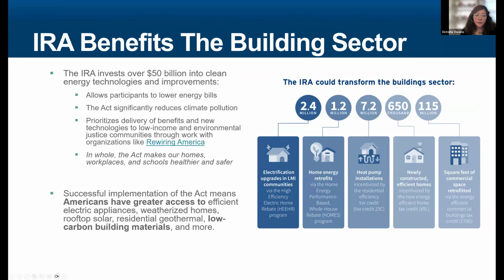But I also want to specifically jump into the benefits to the building sector. So in addition to the tax incentives and credits that are provided for renewable energy, I mentioned the clean materials side of it. So the IRA invests over 50 billion into clean energy technologies and improvements. This largely towards allowing participants to lower their energy bills, to reduce pollution, as well as carbon emissions, to prioritize the delivery of new technologies, especially towards low median income communities, and working with organizations like Rewiring America. And with the overall idea just to make homes, workplaces, schools healthier and safer.